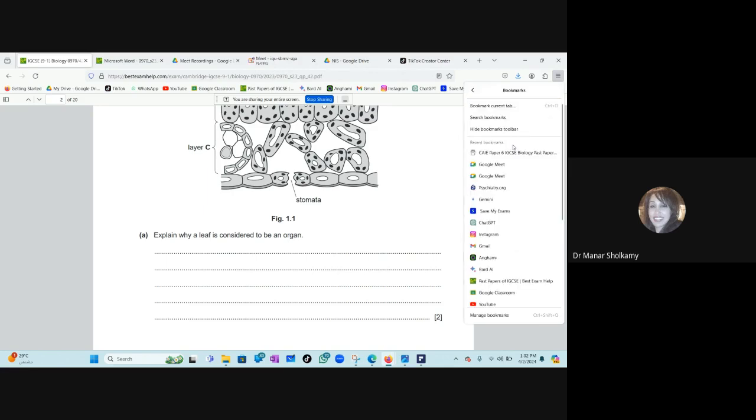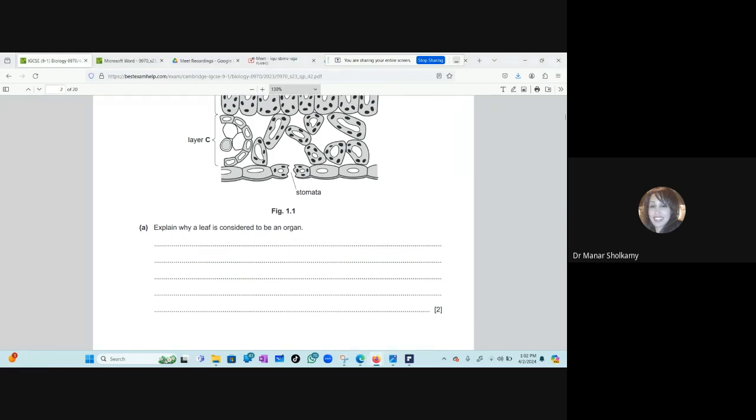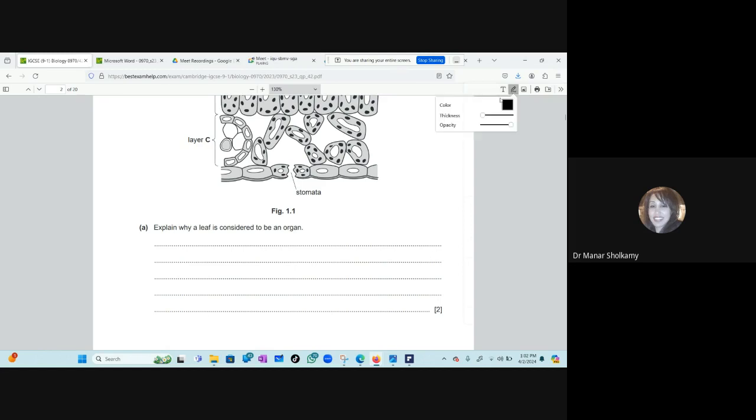Can you tell me what is the definition of an organ? It's made of tissues. Okay, made of the same tissues or different tissues? Same tissues. Let me see. No, a leaf or an organ is made up of different tissues that work together to carry out a particular function.